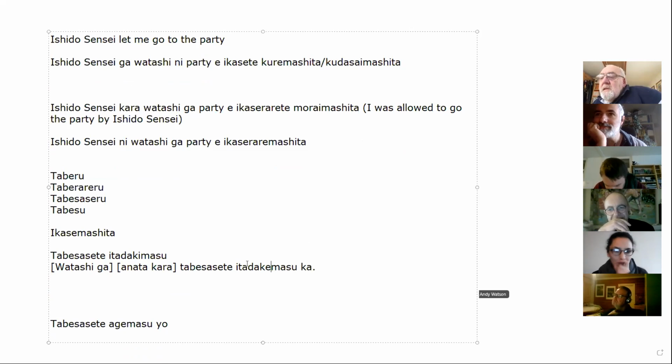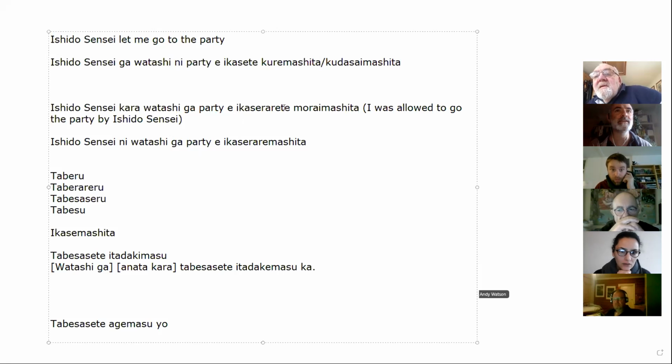Then if we are using the passive form ikaseraremashita, on the previous sentence, is it not ikasete moraimashita? This one here. Oh, sorry. Yes. Hang on a second. Ishido Sensei ni ikaserare... Ikase... I don't know. This is getting too complicated for this.